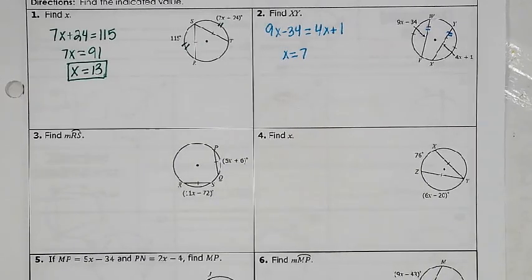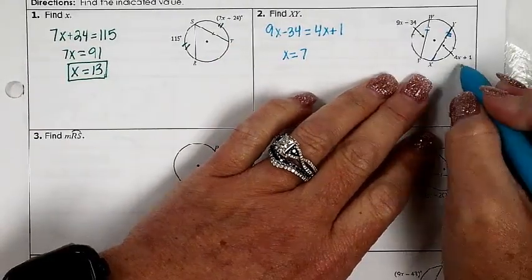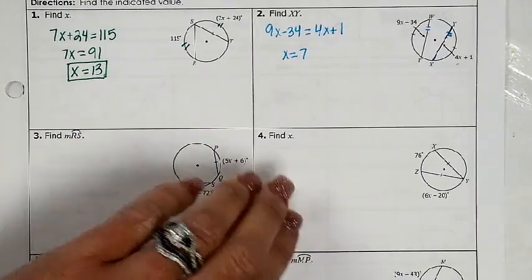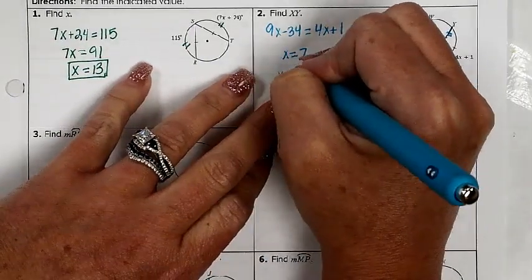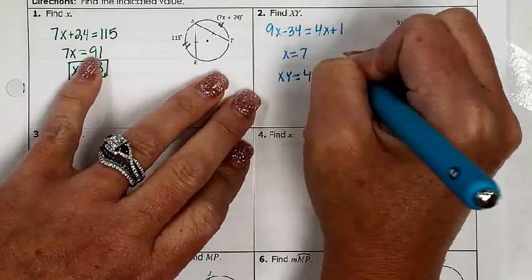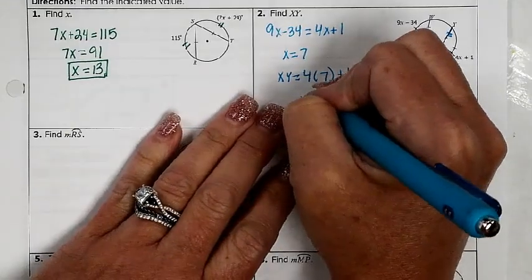So if we're wanting to find XY right here, if it's 4x plus 1, so we solved x is 7. So XY would just be 4 times 7 plus 1. So 4 times 7 is 28 plus 1 is 29.